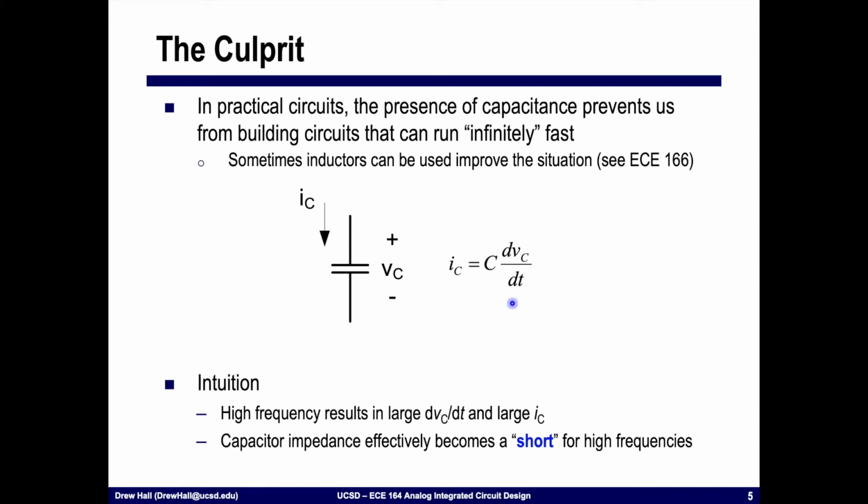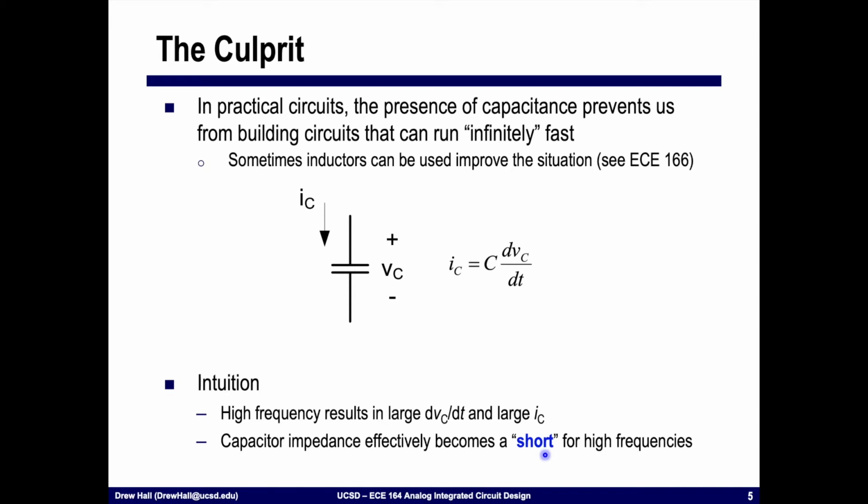So the current is equal to C times dV/dt. And so as dV/dt increases, i.e. as we try to run this frequency faster, it requires more and more current, or larger I_C. So what this means is that at higher frequency, this capacitor effectively looks like a short, and it requires more and more current in order to drive it. The reducing impedance ultimately is what limits the bandwidth of the circuit.